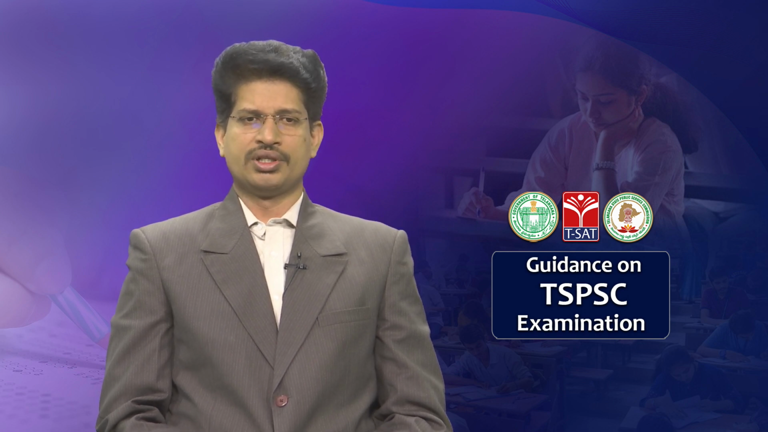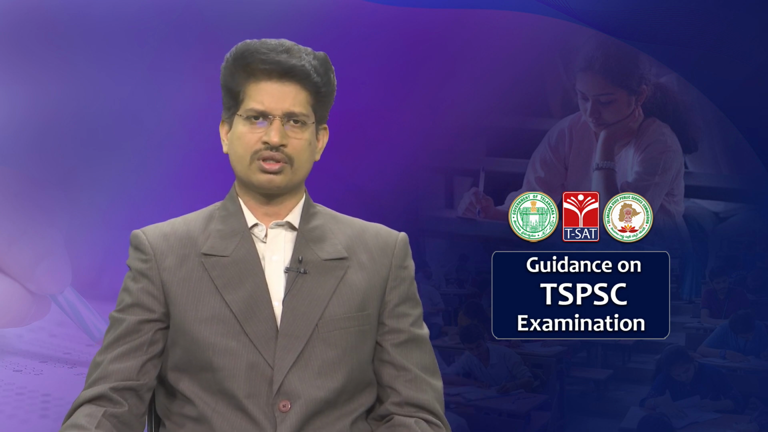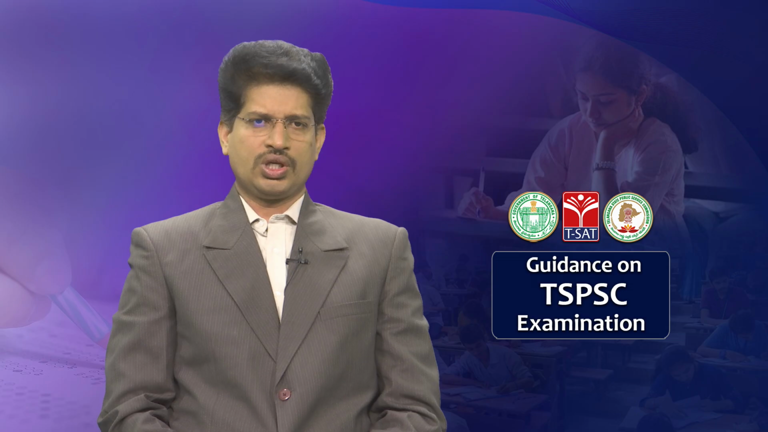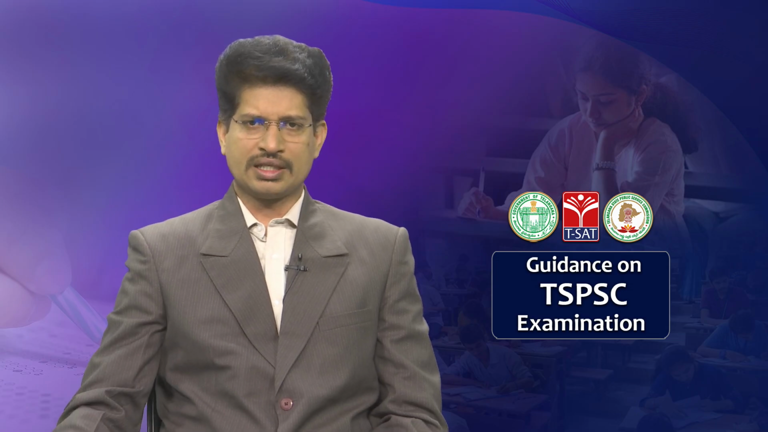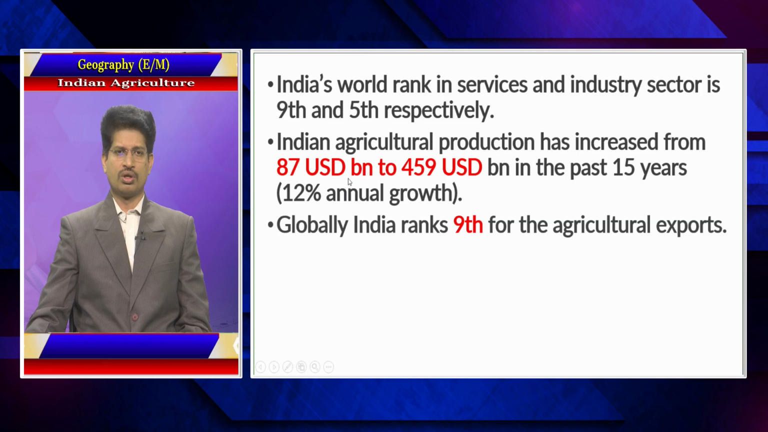India ranks second in the world in agricultural production, in overall agricultural production, considering all products: food grains, vegetables, fruits, horticulture, cash crops, everything in total. Indian agricultural production has increased from $87 billion to $459 billion in the last 15 years. There is an annual increase of 12% in agricultural production. This might be a question.